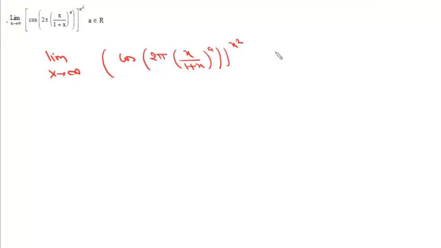Now here the question is, we need to find this limit: x tends to infinity, (cos(2 pi x upon 1 plus x to the power a)) whole to the power x square, if a belongs to R.